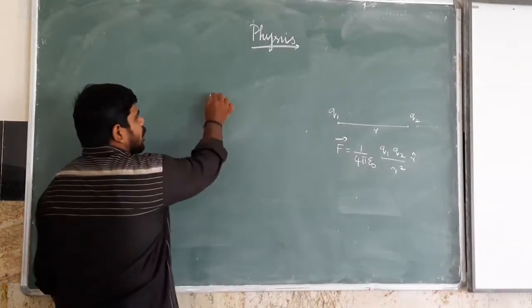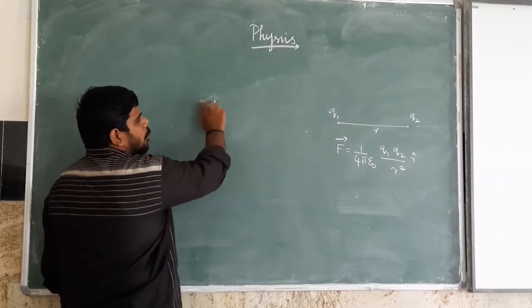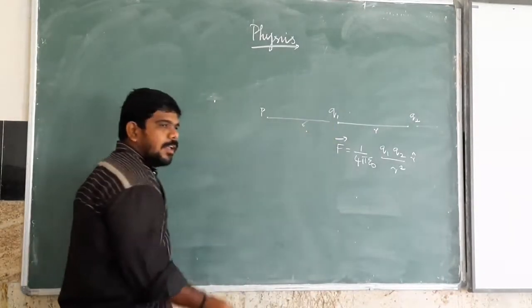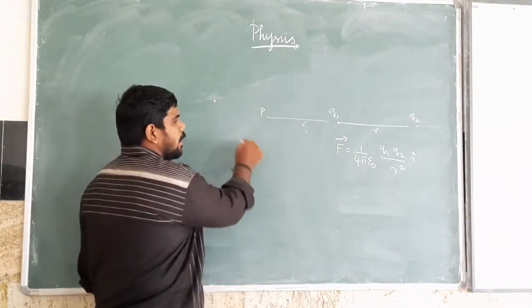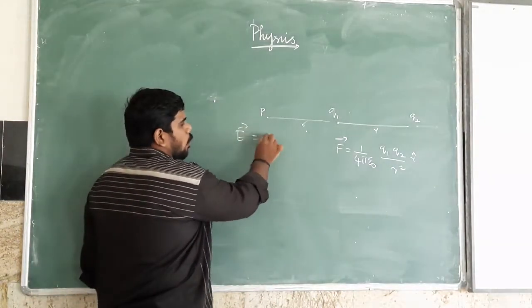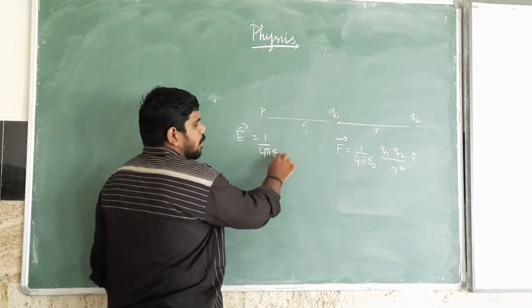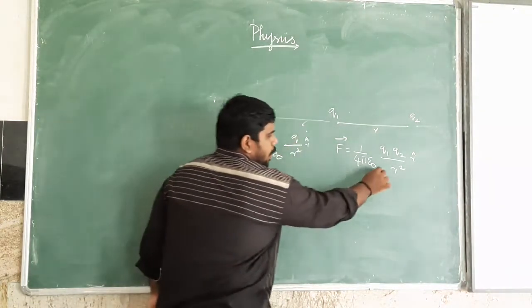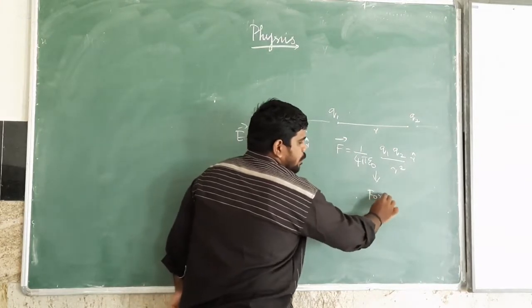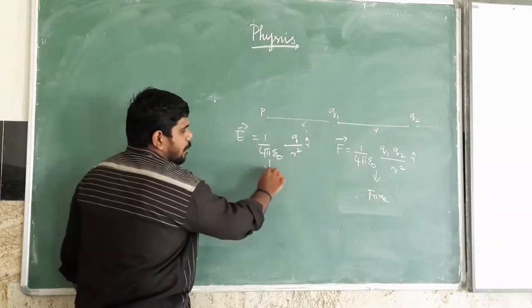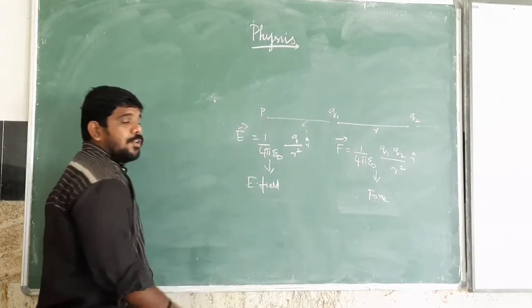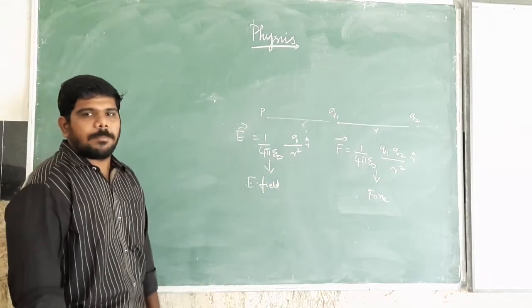In our next online session, we learned electric field. One charge will be there, and a point is at a distance R from the charge. What's the formula we learned? E vector is equal to 1 by 4 pi epsilon 0 Q by R square into R cap. Earlier we found the force between two charges; here we find the electric field due to a charge at the point.